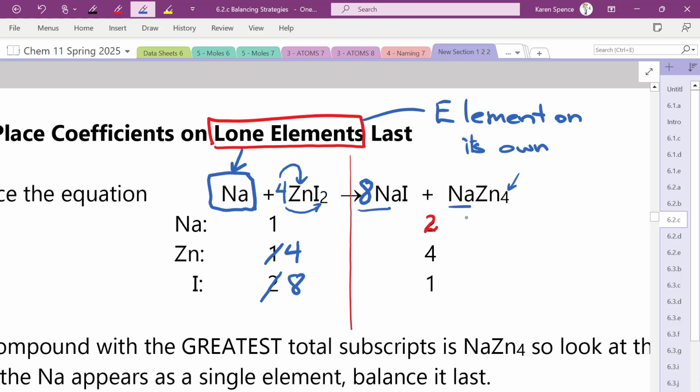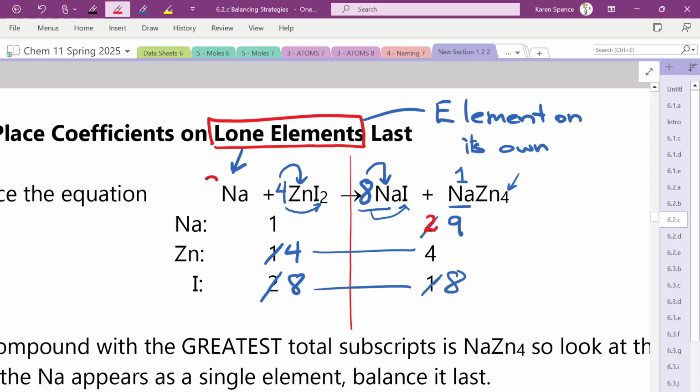And that's going to change our sodium to 8 plus 1, which is 9. So we have 9 sodium. We got 8 here, and we got 1 here. So that's 9 sodium altogether. Iodine is now 8. So 8 is good, 4 and 4 is good. And because we left sodium alone, it doesn't matter because we can just toss a 9 in front of the sodium here and we are all balanced. So if you leave the lone element to last, usually you can just fix it by tossing a coefficient on it at the end.